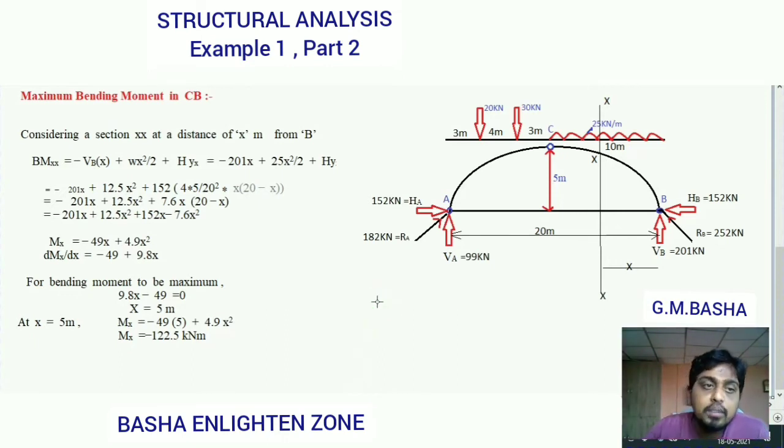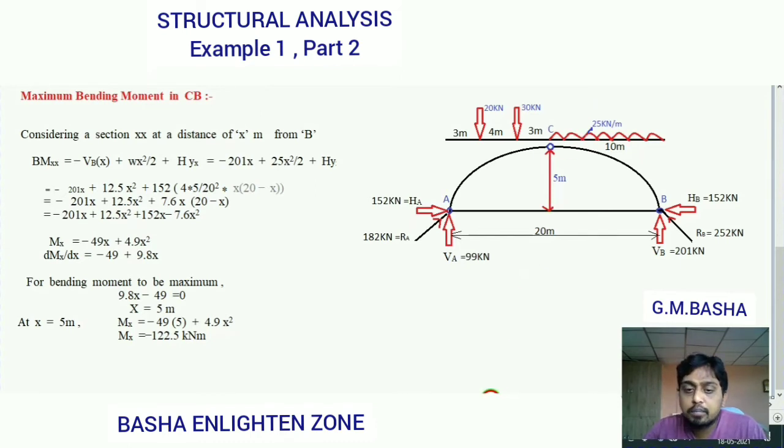So the next point will be the maximum bending moment. First find the maximum bending moment in the right span and then in the left span. If you want to find the maximum bending moment, first of all find the distance at which the maximum bending moment will occur. So first find the distance and then find the maximum bending moment.